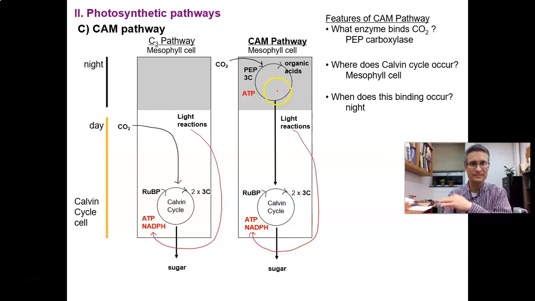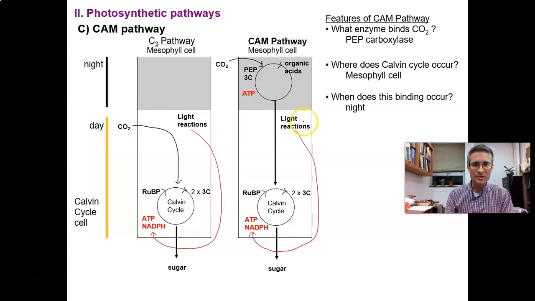So this is sort of a reversion from what we saw in the C4 pathway, right? So our Calvin cycle is still occurring in the mesophyll cell. No bundle sheath cells here. However, what CAM is doing that is somewhat different than the C3 pathway and the C4 pathway is that they are breaking apart the reactions of photosynthesis temporally.